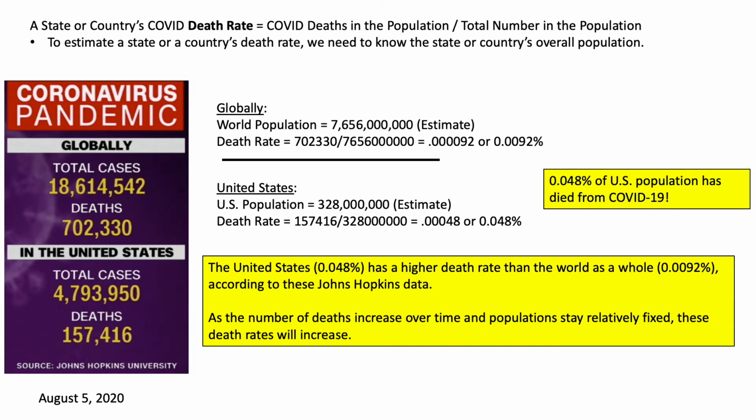Now, the population death rate is the total COVID deaths in the population divided by the total number of individuals in the population. So in order to calculate this rate, we need to know the population of the region. So you can see the calculations here for the world's death rate, 0.0092%, and the United States death rate, 0.00048. The way that you would interpret the United States death rate is that 0.048% of the US population has died from COVID-19. Of course, as time goes on, as the number of deaths increase and the population stays relatively fixed, you will see that death rate increase.